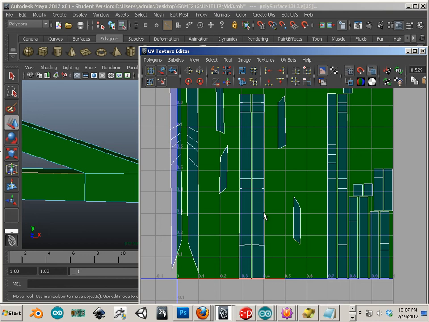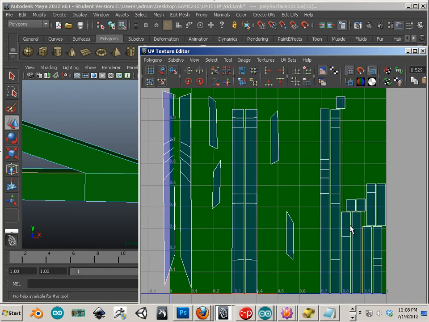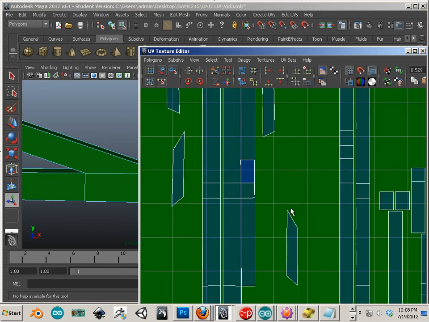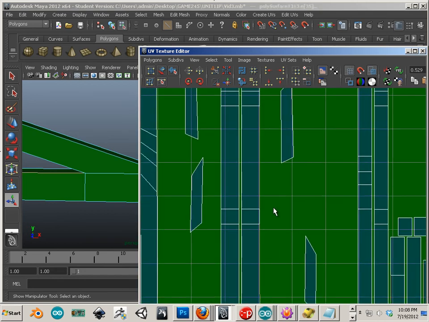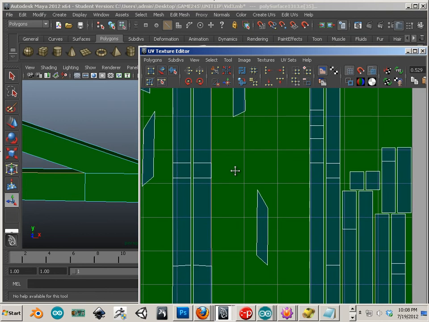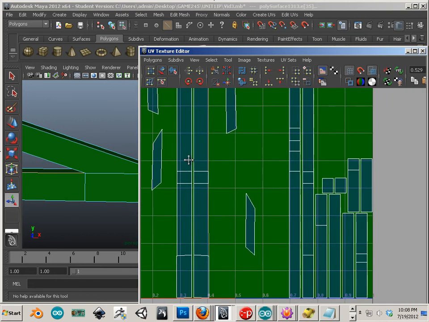Okay, I see quite a bit here. I couldn't attach that one. And I can't attach that one. But I can attach these two. Good. Now I see some blue. Blue's bad. Blue means overlap. So what's overlapping here?